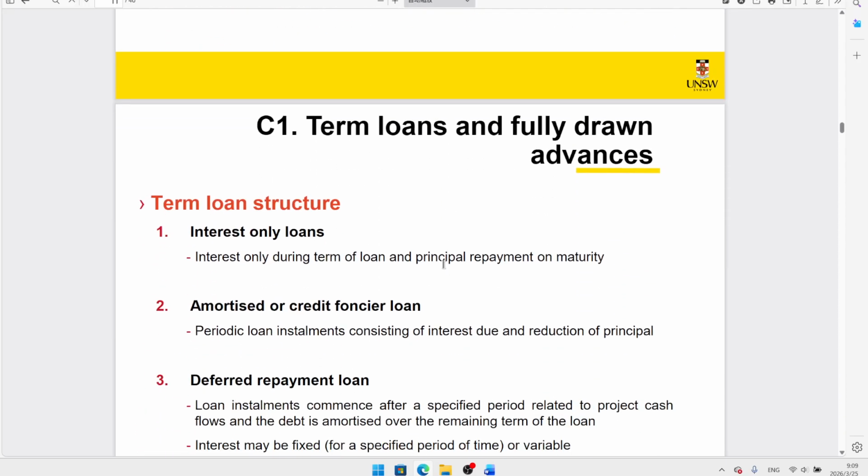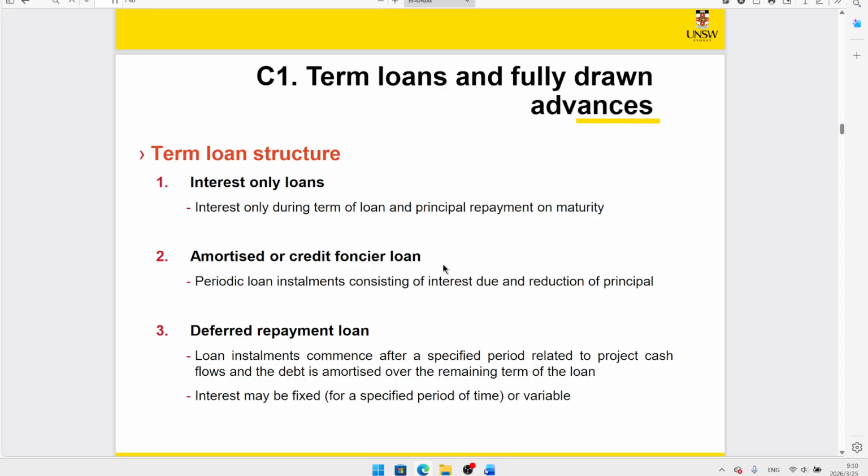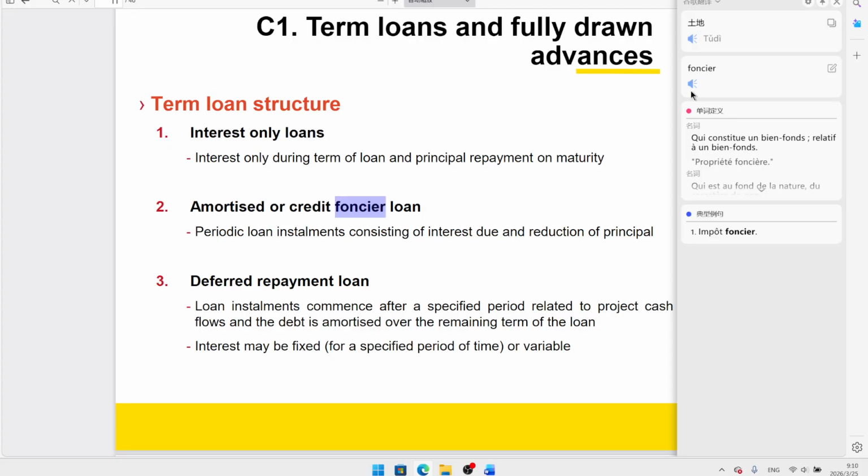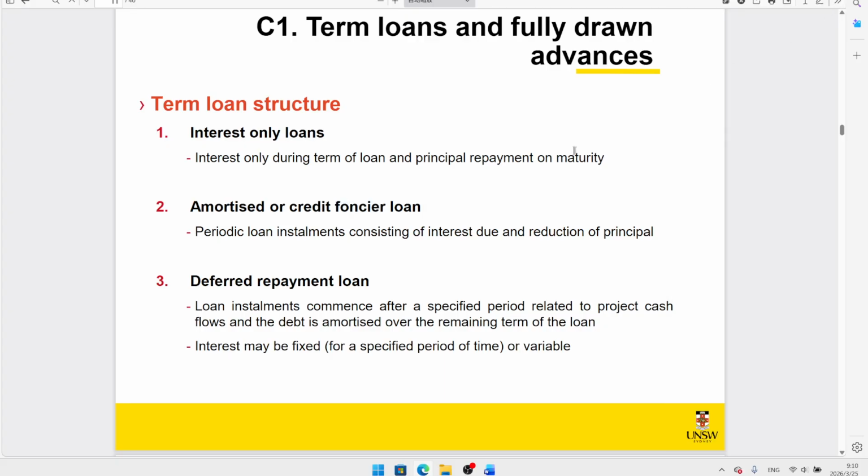The term loan structures are as follows. Interest only loans have interest only during the term of the loan, with the principal repaid on maturity. Amortized or credit foncier loans are periodic loan installments consisting of interest due and reduction of principal. In a deferred repayment loan, installments come after a specific period related to project cash flow, and the debt is amortized over the remaining term of the loan. Interest may be fixed or variable.